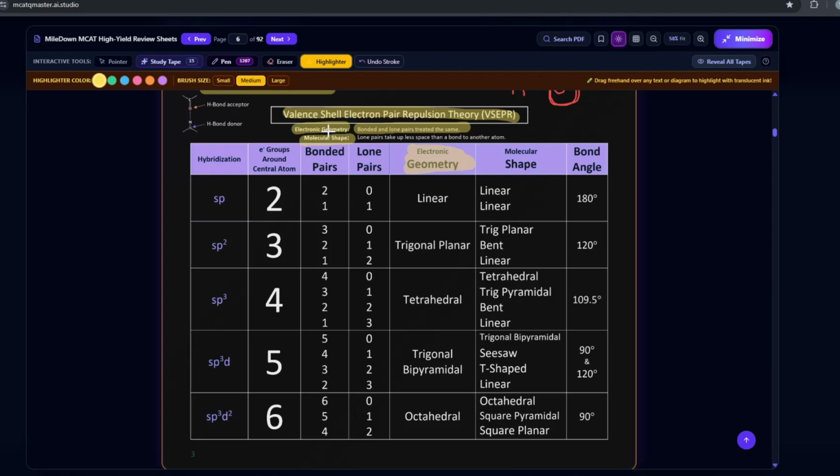It predicts for electronic geometry and it predicts for the molecular shape of the molecule. It's when the lone pairs take up less space than the bond to another atom. In other words, the lone pairs cause there to be less space in that area because they're taking up space. But electronic geometry is where it treats them the same, so it's taking up space in the same way.